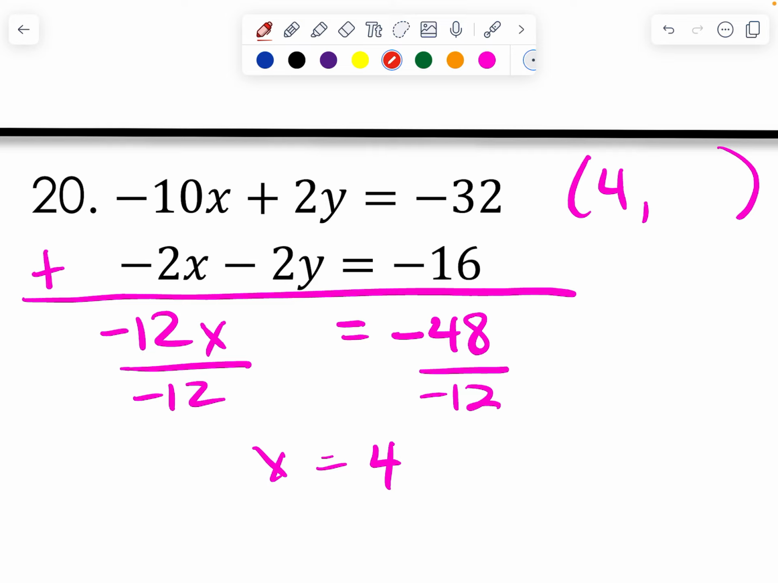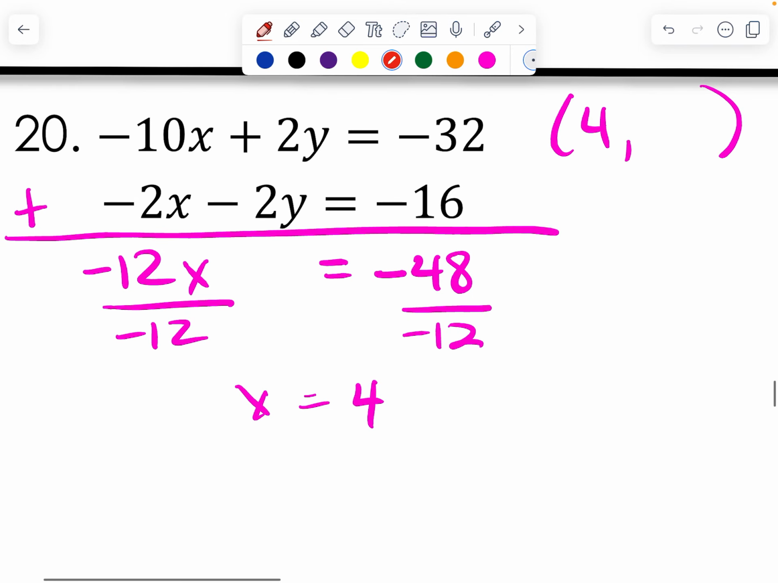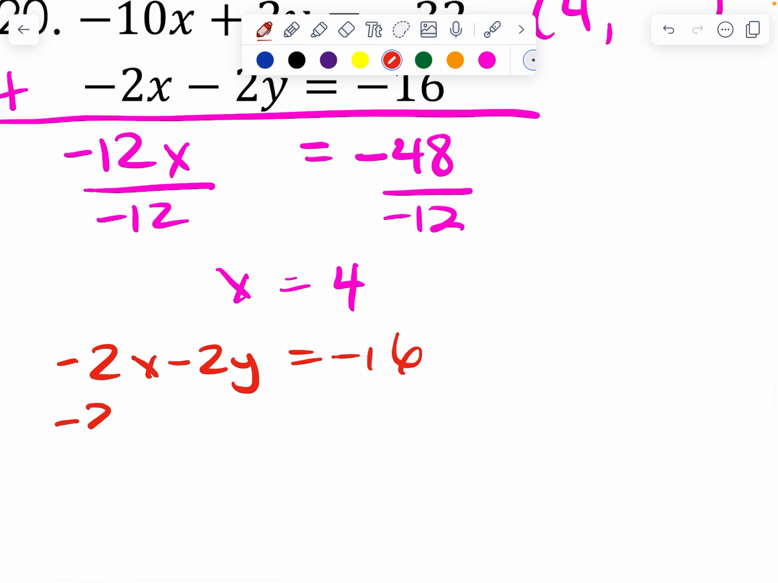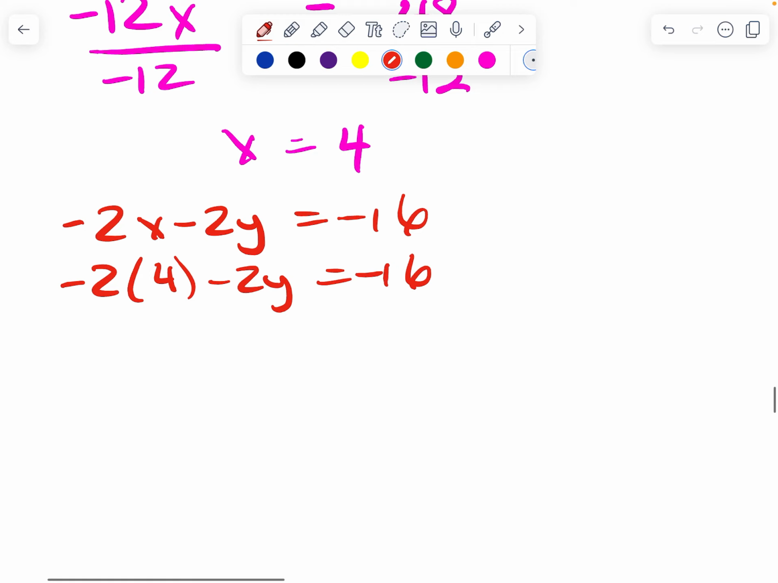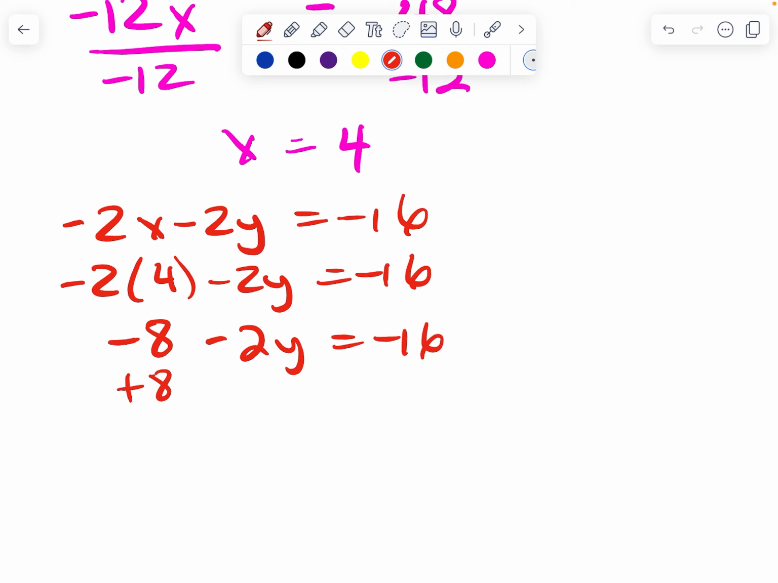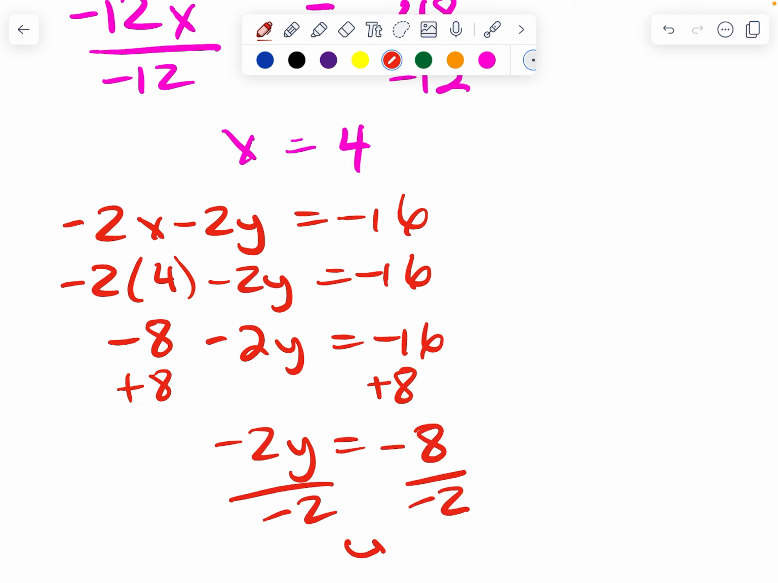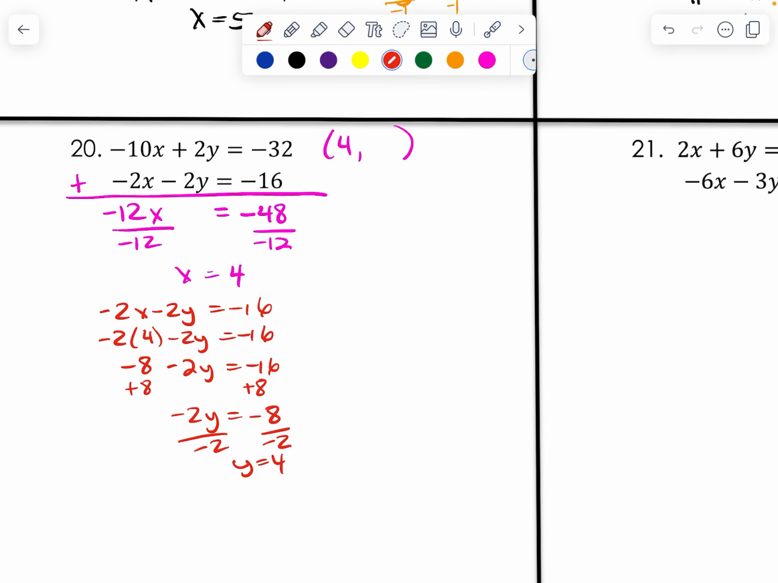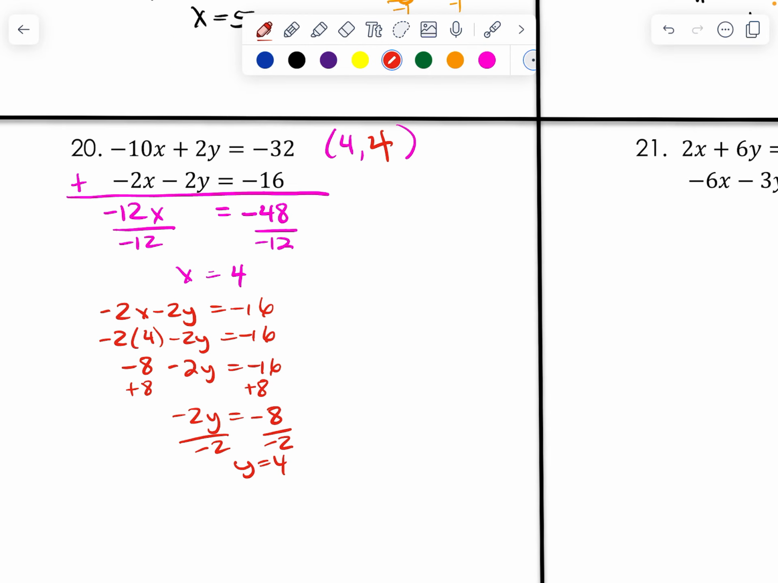Now, plug it back in. -2x minus 2y equals -16. -2 times 4 minus 2y equals -16. -8 minus 2y equals -16. Add 8. -2y equals -8. Divide by -2 and get y equals 4. So it's the point (4, 4).